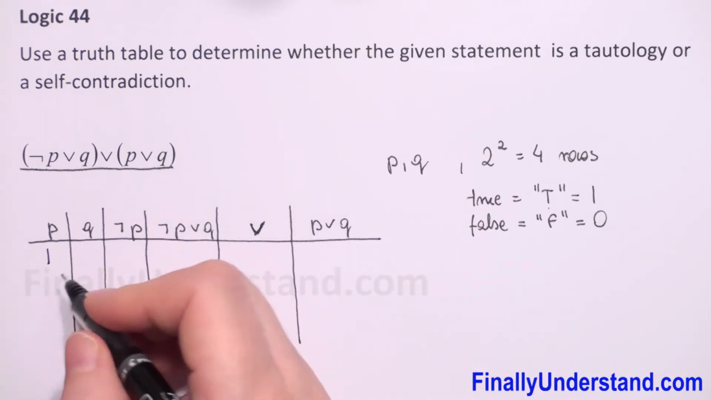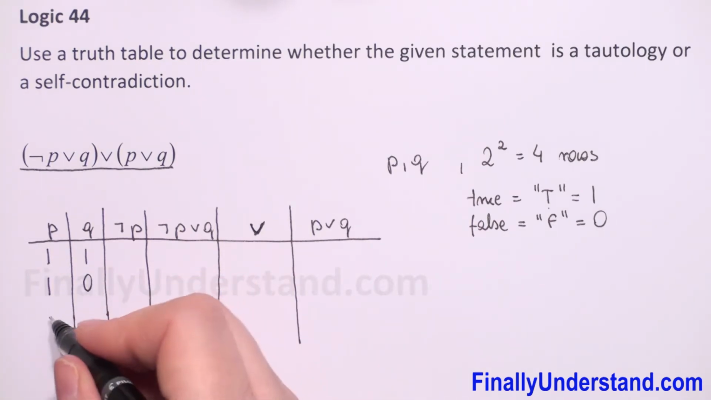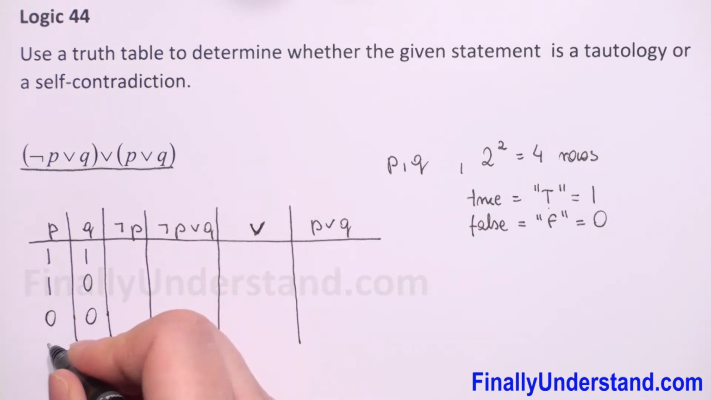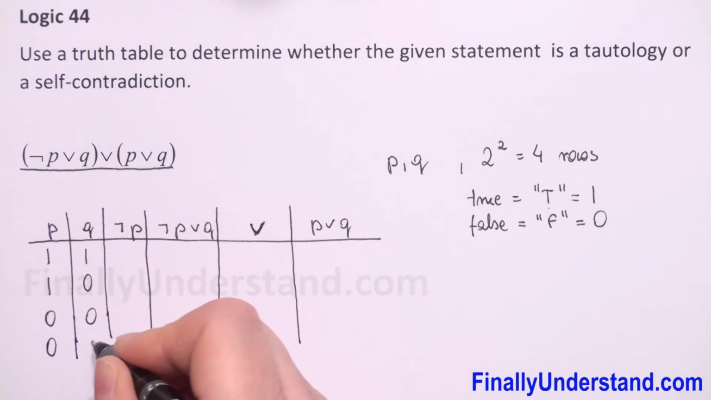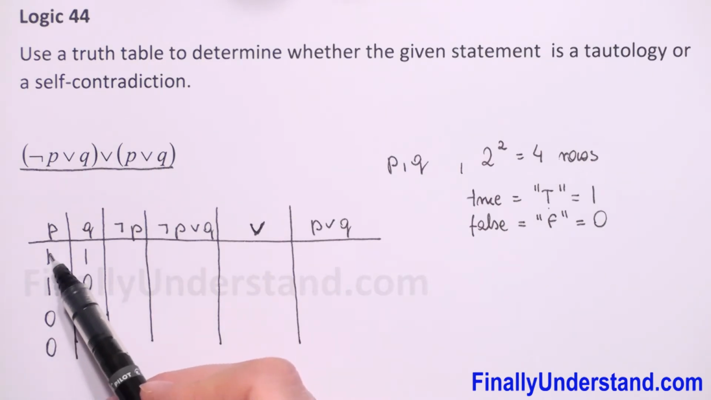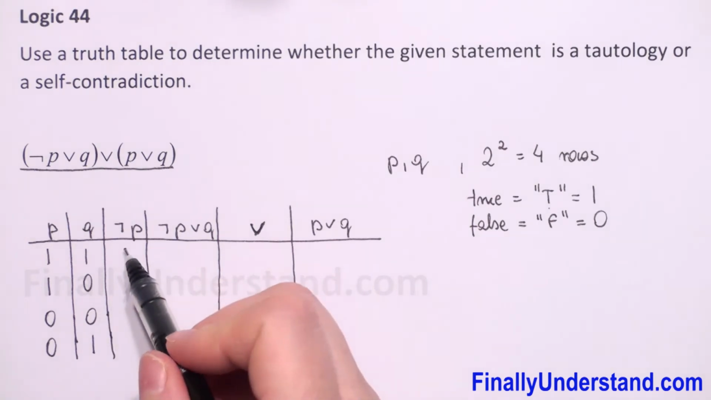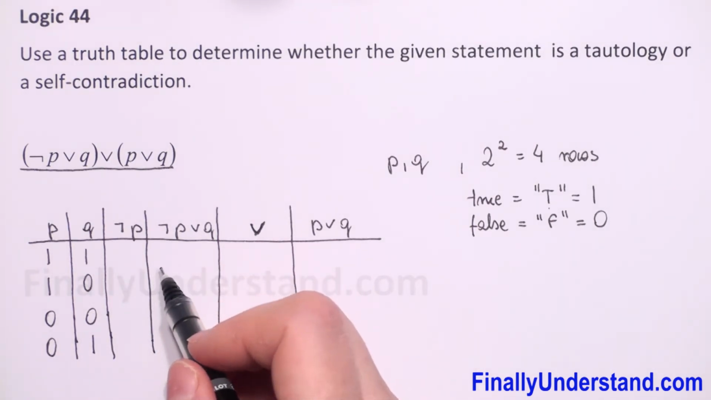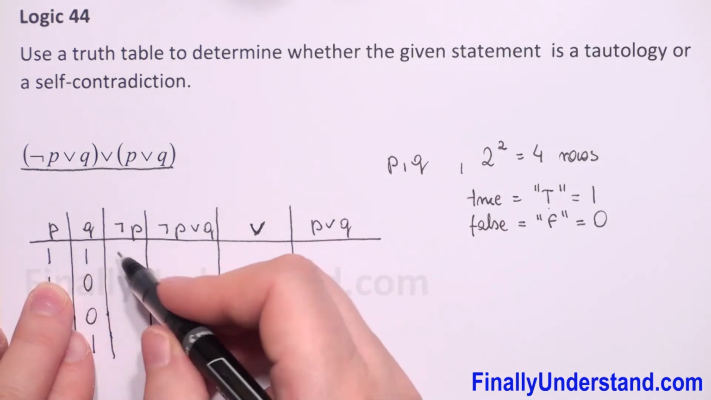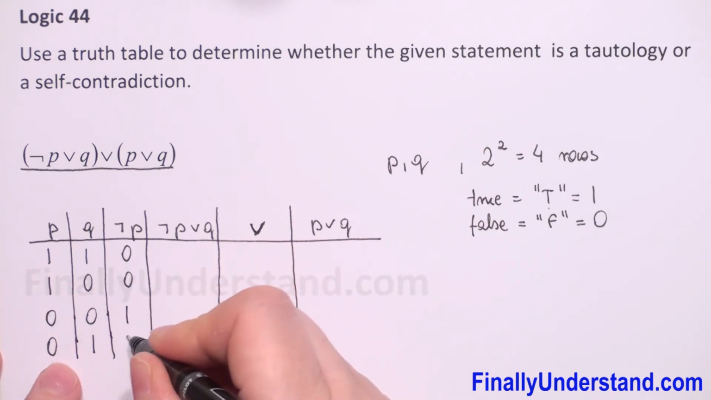P is true, Q is true; P is true, and Q is false. Now P is false, Q is false; and P is false, and Q is true. You can always check: you should have 4 rows, with 2 true and 2 false. Now in the third column we have the negation of P, so we look in the first column. Not 1 is 0. Not 1 is 0. Not 0 is 1, not 0 is 1.